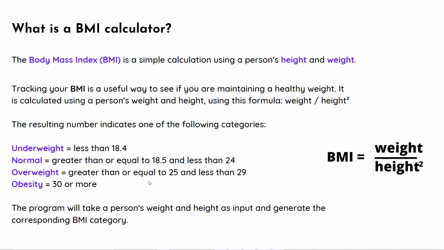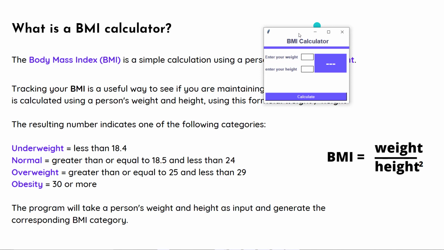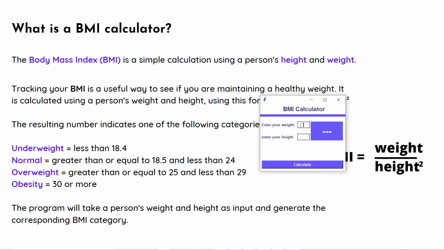Let me show you the layout first. So the layout looks something like this. So here, if you give your weight, for example 60, and if you give your height, for example 1.2, and if you click on calculate, it will give us the BMI. Okay, this is obesity. And if you give, for example, 30, click on calculate, that person is a normal person. So in this way we are going to calculate our body mass index. So yeah, let's get started.